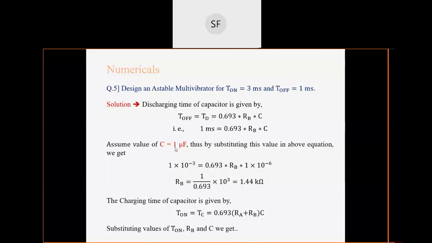What will happen if you vary this value? The corresponding values of RB and RA will vary, but your problem will be correct.